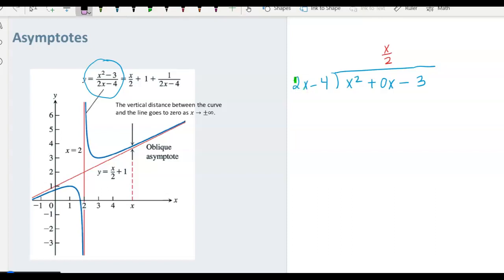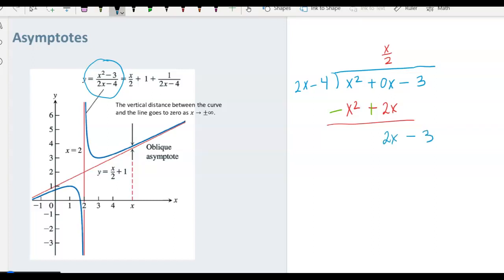Then I'm going to multiply down. So I'm going to have x squared minus x over 2 times 4 is going to be 2x. And then we subtract, right? So in subtracting, this becomes negative and this changes to positive. So I'll have a 2x minus 3.